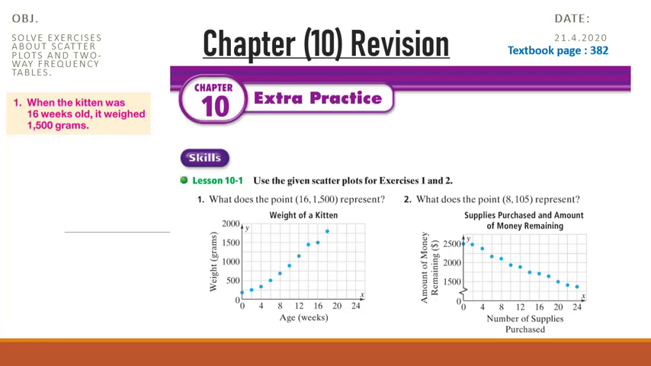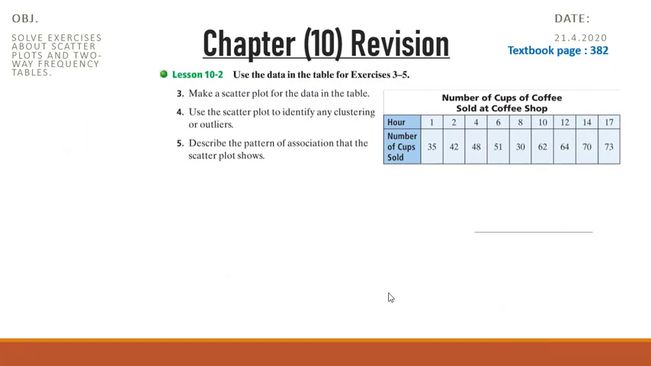Thank you. Number 2, Mujtaba. What does the point 8 and 105 represent? 8 represents the number of supplies purchased, and 105 represents the amount of money remaining. Great. So when 8 supplies have been purchased, $105 remain. So when you buy more, the money remaining will be less. Okay, let's move to question number 3.